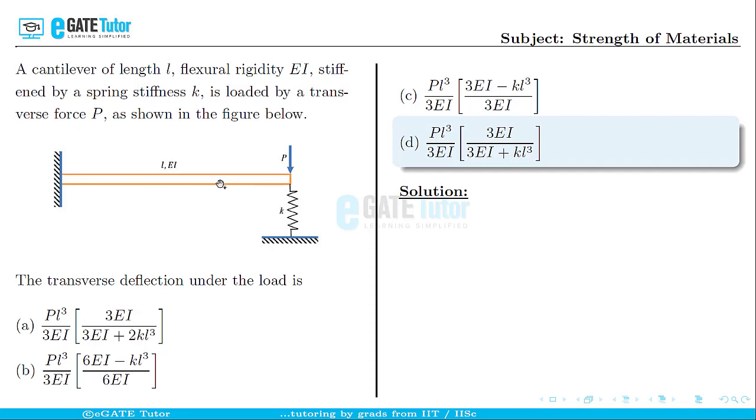So this is a cantilever of length L and flexural rigidity EI. It is subjected to a transverse load P, whose same end is attached with a spring of stiffness K. So we need to calculate the transverse deflection under this particular transverse load P. The 4 options are given, and according to the official key, the correct answer to this question is option D.